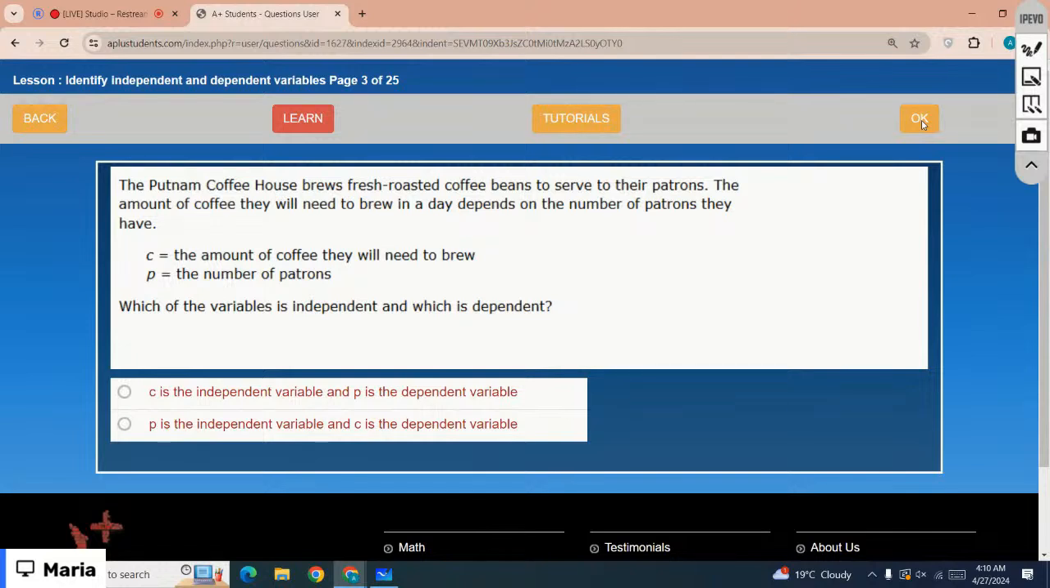The amount of coffee they will brew in a day depends. So, amount of coffee is the dependent variable and the number of patrons is the independent variable.